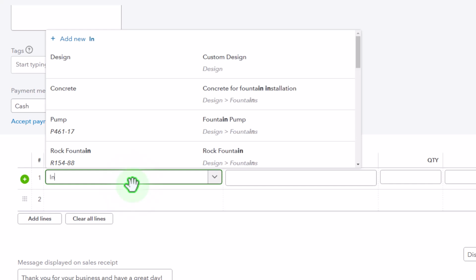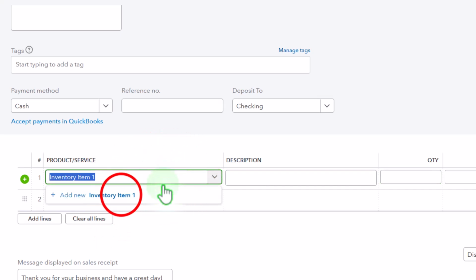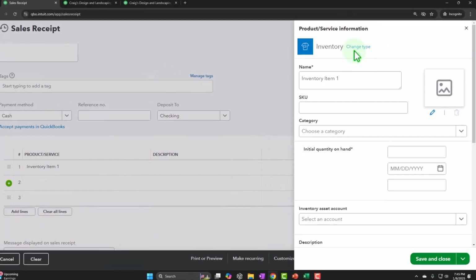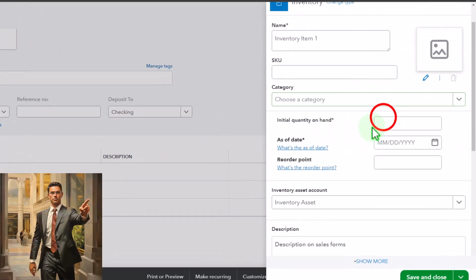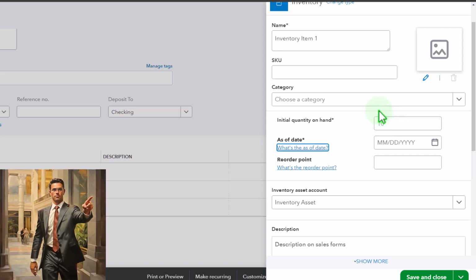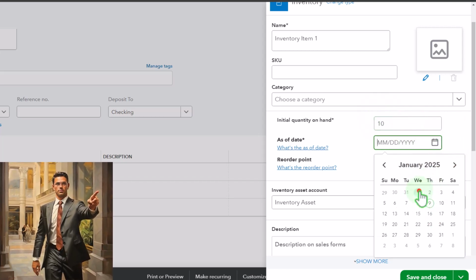So I'm going to say inventory item one. And then it's going to open up this window. It's going to be an inventory item, and we'll say how many are on hand. Let's put 10 on hand. That will create a transaction for the purchase or increase of the inventory. And I'm going to put that at the beginning of the month.